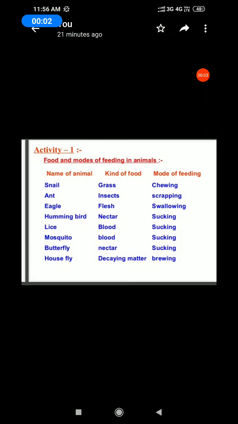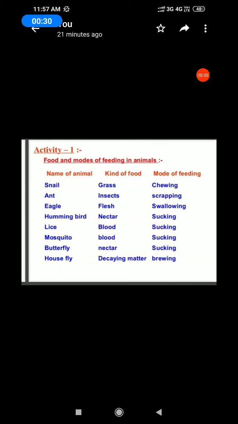Okay, next we will discuss some activities in the chapters in this book. Totally 4 activities. Now we already learned about activity 1. Just recall. Take your book, all of you. Take page number 10, 11. Take page number 11. The first activity, activity 1, the various modes of feeding. The foods and modes of feeding in animals.